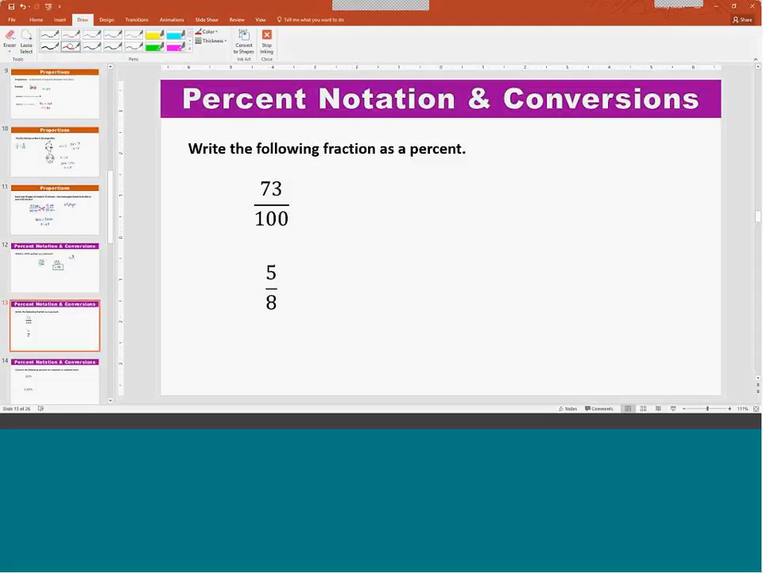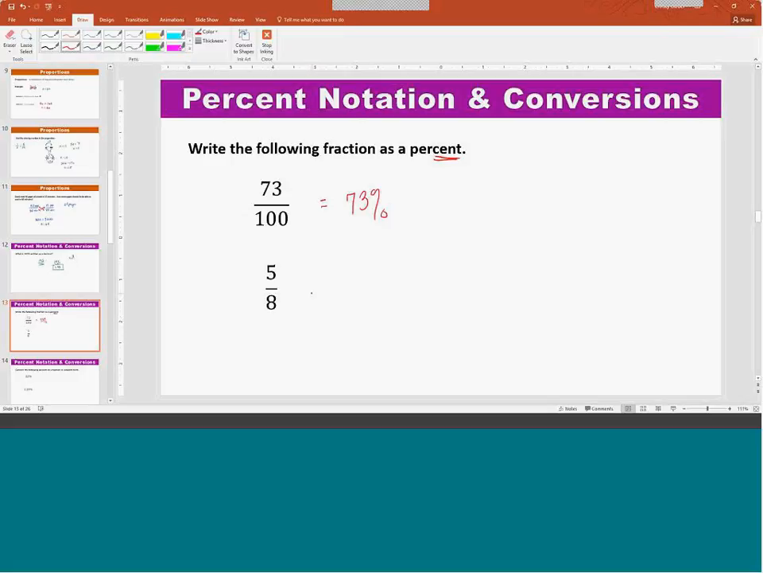The first one's relatively easy because we've got 73 over 100. This is already out of 100. Percent, cent means 100. So it's 73 out of 100. We know that that is just 73%.